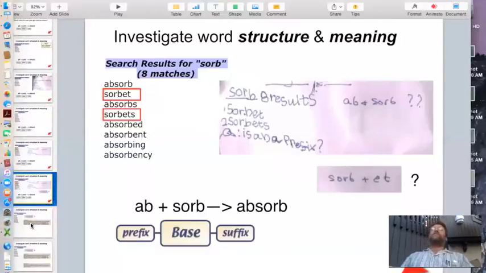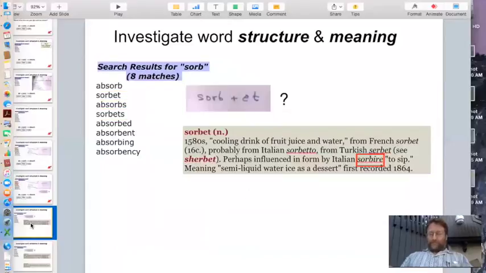But of course, there always can be surprises. So I looked up sorbet in Etym Online. And as we see here, it's a noun, 1580s, a drink of fruit juice and water, from French. Well, that final E-T was pronounced A, that's a good sign. Probably from Italian, from Turkish, and it says see sherbet, so there's this spelling. Perhaps influenced by the Italian sorbire, I don't know how they say it, to sip.